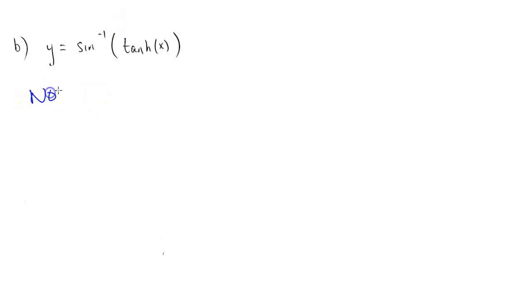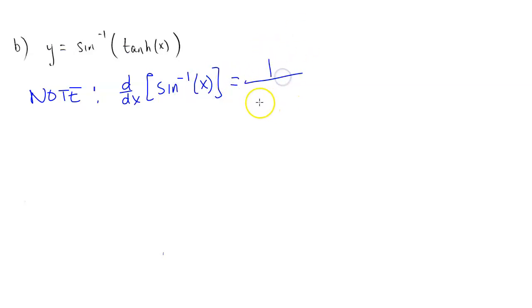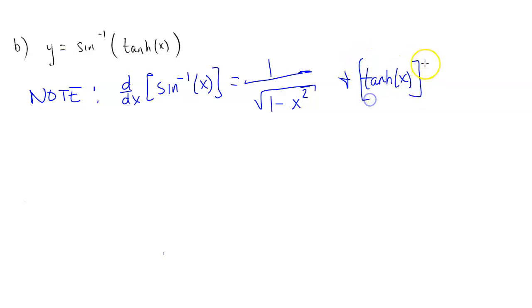So first thing that we want to note is that if we take the derivative of sine inverse of x, which is the same as arc sine, we know that's just going to be 1 divided by square root of 1 minus x squared here. Okay, so we know that. We also know that if I take the derivative of tangent hyperbolic, then that is going to be secant hyperbolic squared. Okay, so we're going to use those two facts there to help us out.